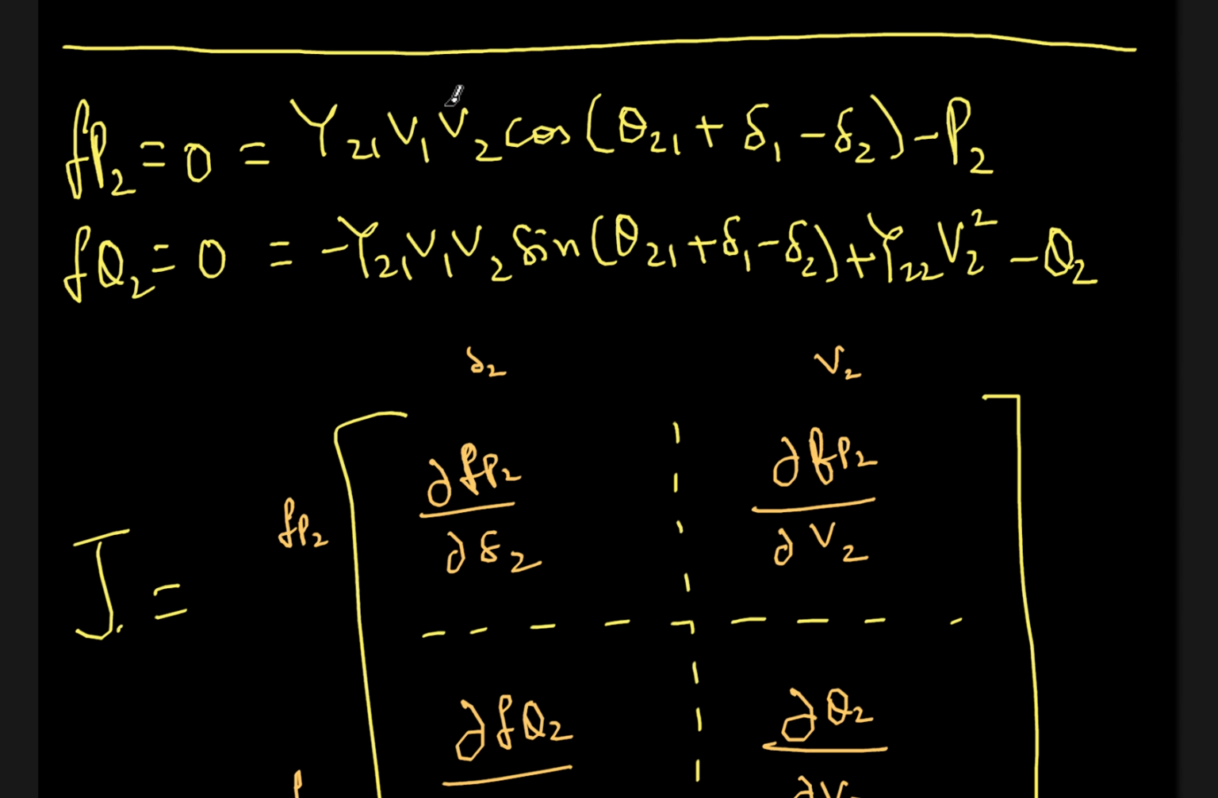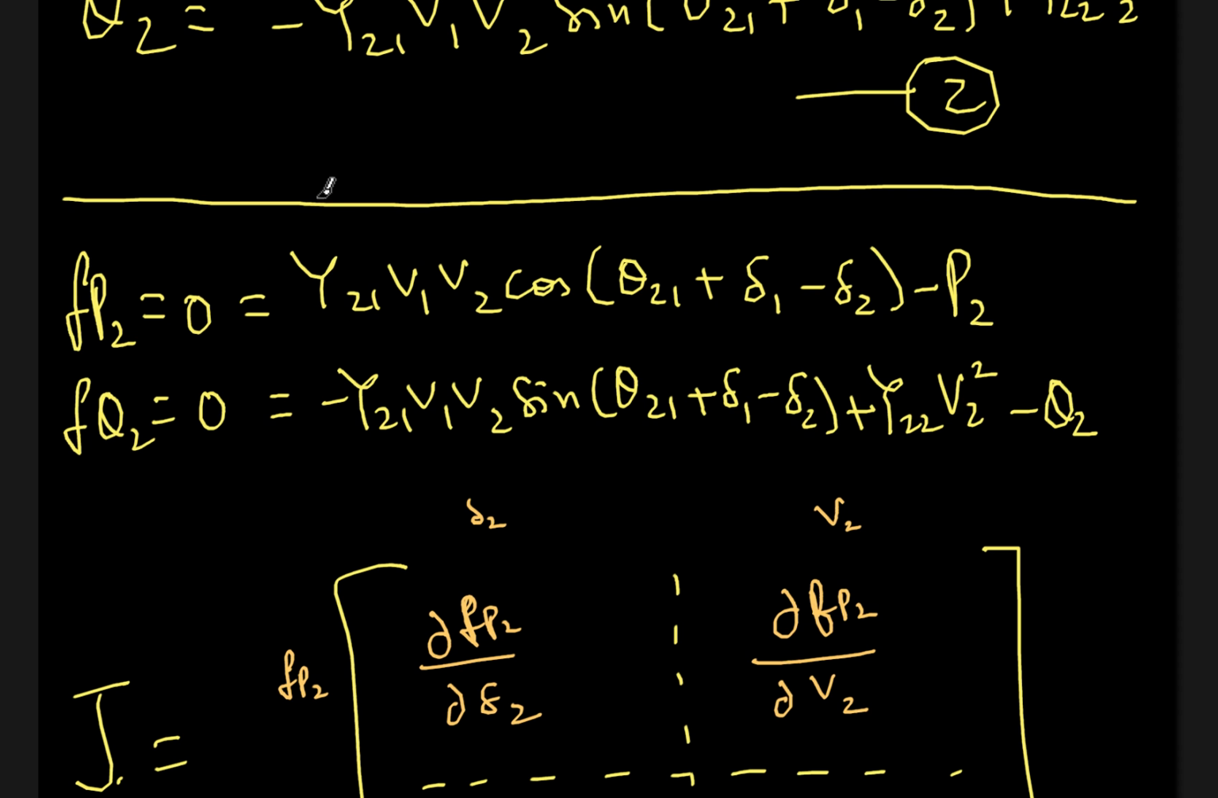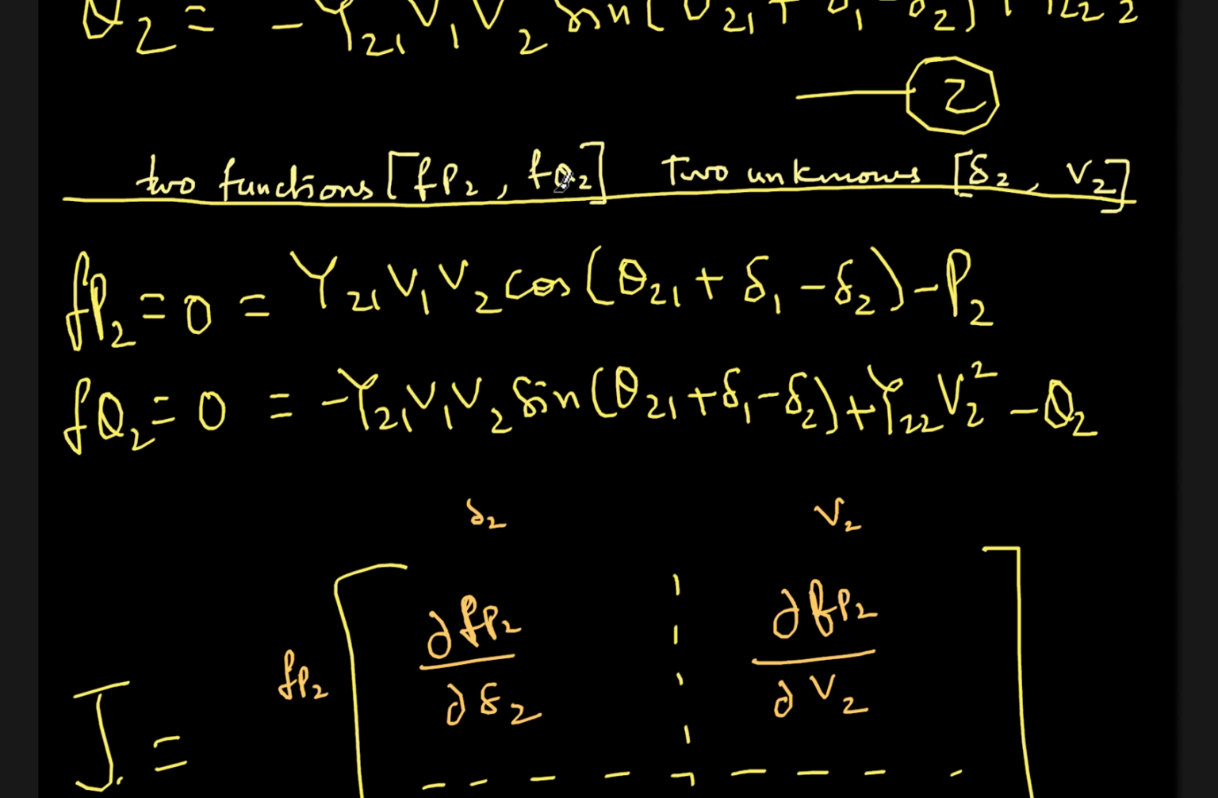So the 2 functions are FP2 and FQ2, and then 2 unknowns, they are delta 2 and V2. So the ordering should be first the deltas and then followed by the V's. Similarly here the P's should be ordered first, followed by the Q's, and the delta corresponds to the P and V corresponds to the Q. So that is the understanding that we have.